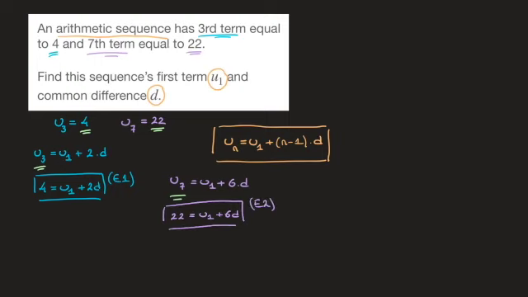Done. Looking at the two equations we now have, we quickly see that they both have the two unknowns we're after, those being the first term and the common difference. So all we have to do now is solve these equations simultaneously. And I'll go ahead and copy those equations at the top. We have 4 equals u sub 1 plus 2d, and 22 equals u sub 1 plus 6d. And remember, the top one is equation 1, and the second one is equation 2.